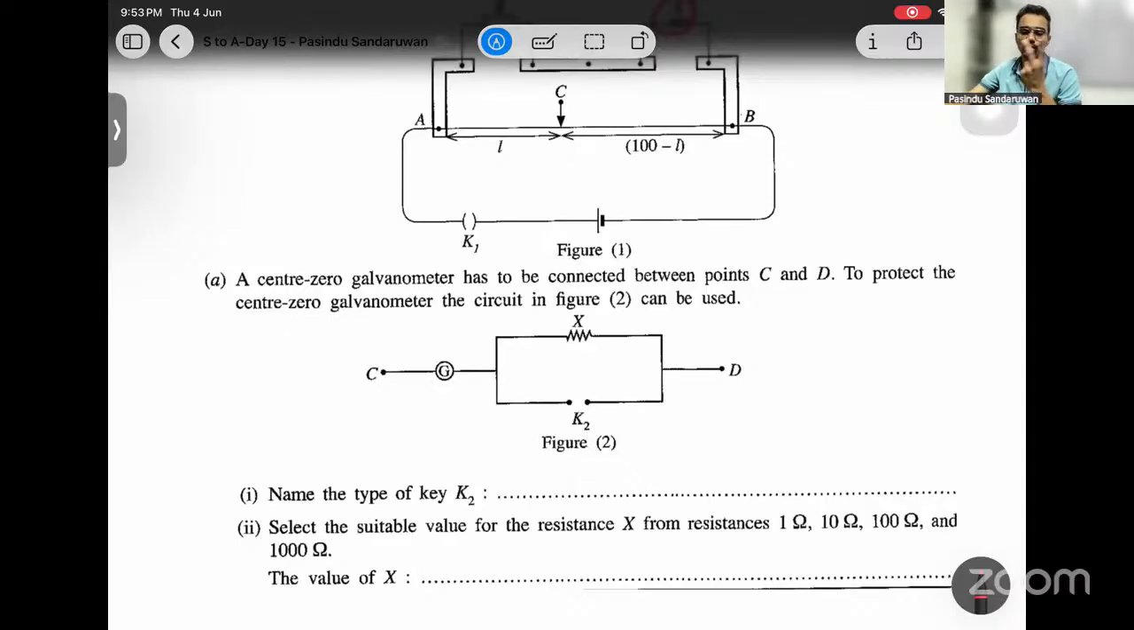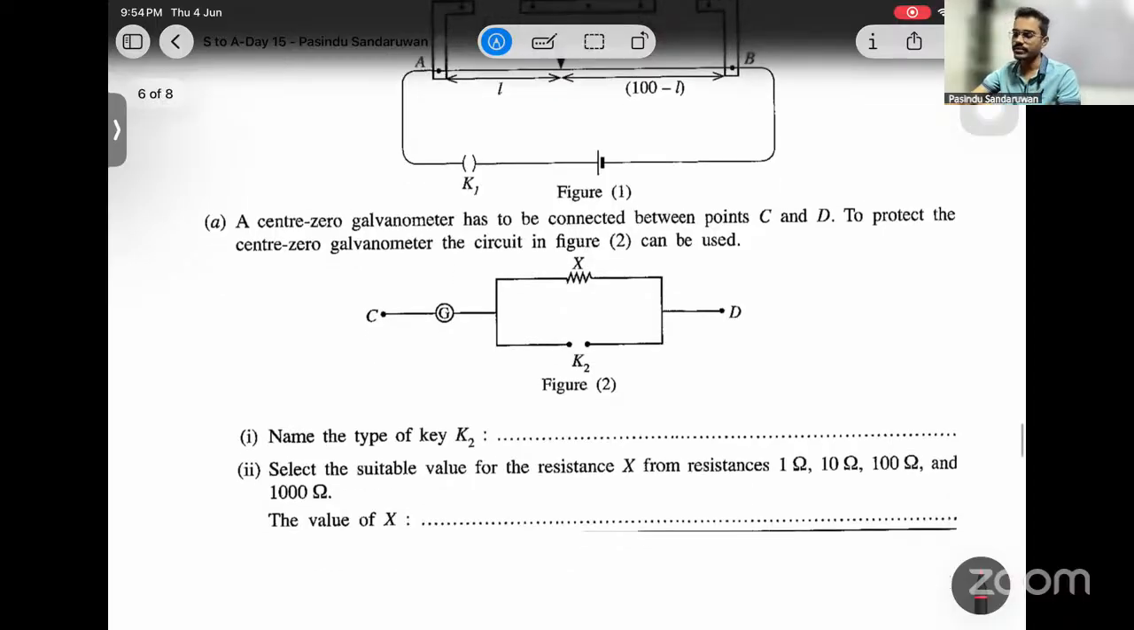We have two main types of keys in our labs. One is the tap key, the other is the plug key. Tap keys are used when we need an instant current, or when you need to connect the circuit at a point instantly for a split of time. If you need a constant steady current throughout a period of time, plug keys are used. Here we have to keep this shorted until the experiment is done, so tap keys cannot be used.